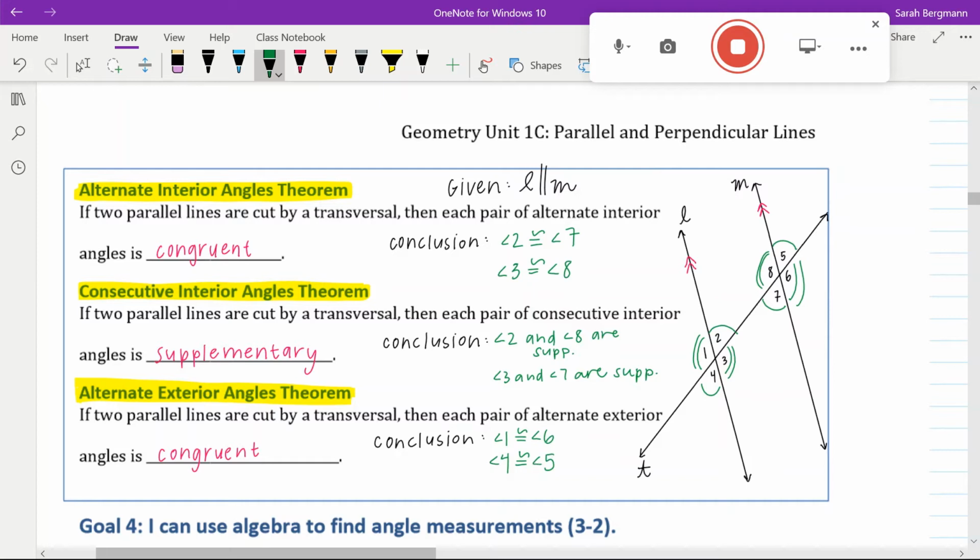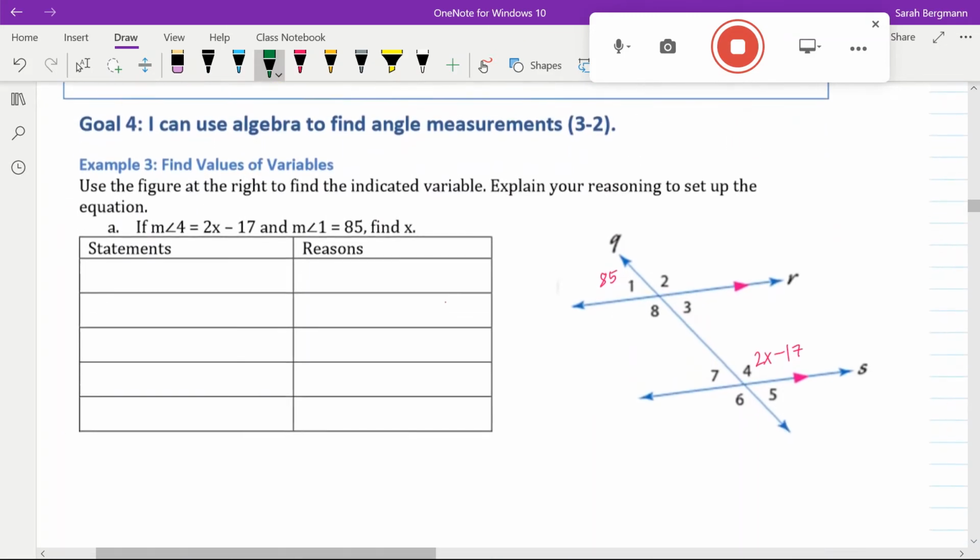That's where this theorem comes from. Alternate exterior angles must be congruent. Let's try using these to find angle measurements with algebra. Sometimes they won't always just be straight up find the number. Sometimes you'll have to set up an equation and solve it using algebra. So let's see if we can do this.